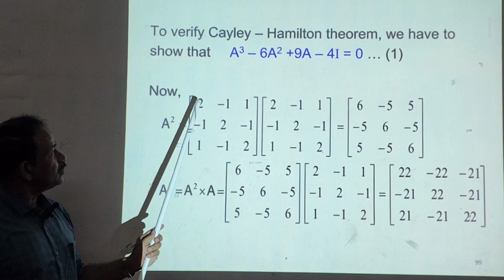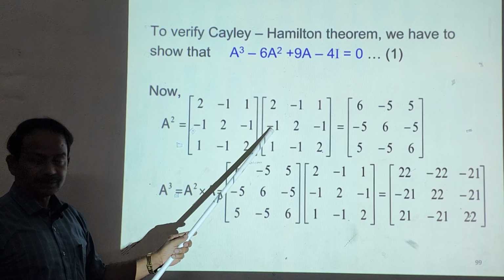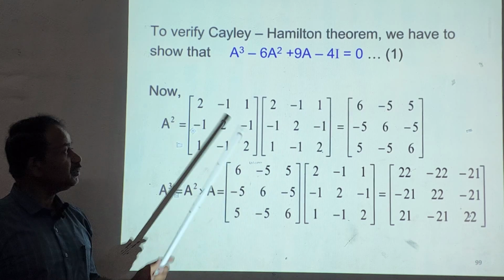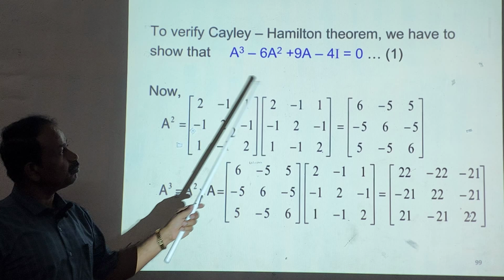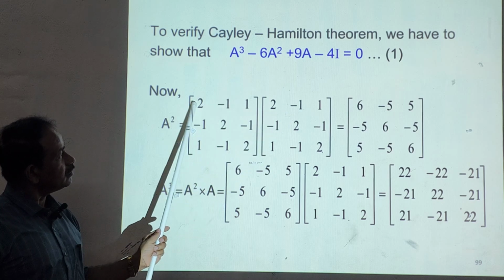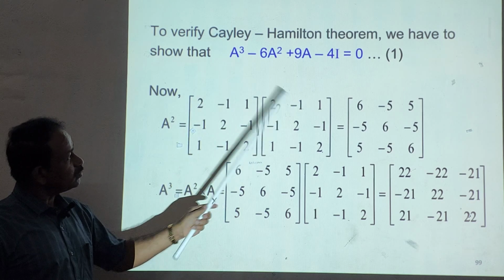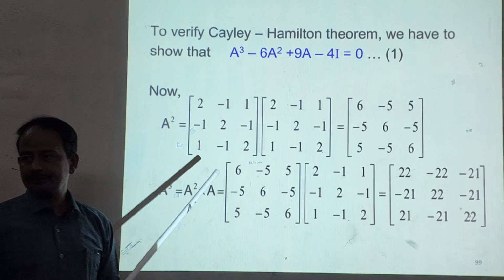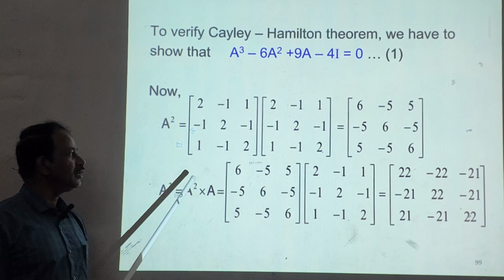So 2 2s are 4, 4 plus 1 plus 1 is 6. So you have 6. Similarly, other terms: minus 1 multiplied by minus 1, then 2 multiplied by minus 1 multiplied by 2, then 1 multiplied by minus 1 will give you minus 5. Similarly, other terms also can be obtained.